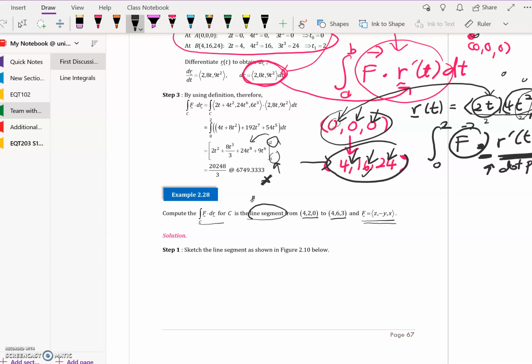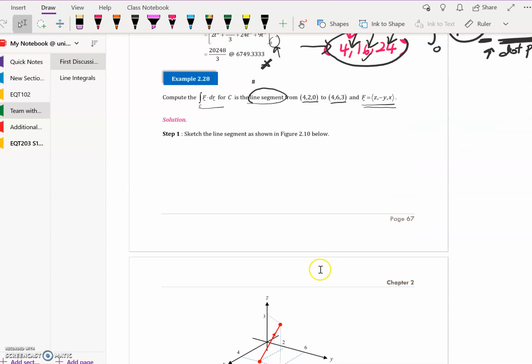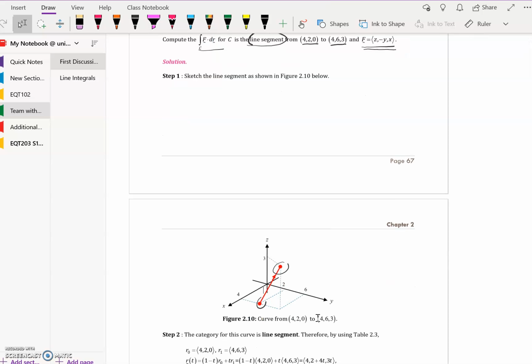Okay, so next, the first step is you know that you have a line segment. Probably you want to sketch the points or the curve from point (4,2,0) to (4,6,3). Over the vector field F given by z, negative y, x. Alright, so now the first thing is we need to find out what is our r(t).